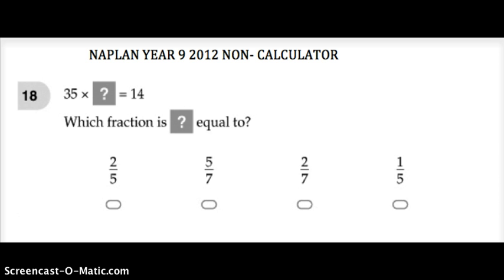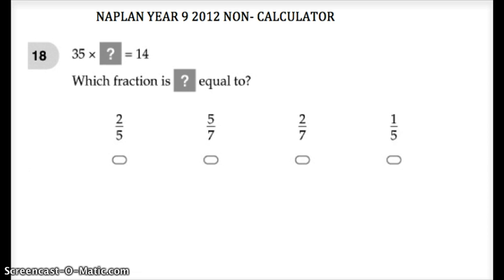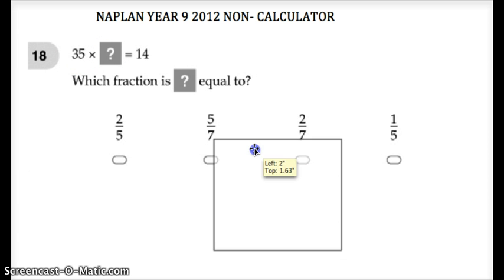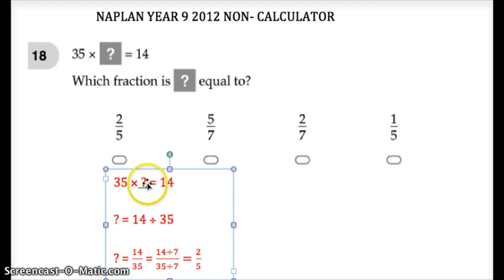Now the question is 35 times question mark equals 14. Which fraction is the question mark equal to? Pause the video and attempt the question. Now one way of doing this question, if 35 times something equals 14, then 14 divided by 35 will equal that question mark. So I've written here that the question mark is 14 divided by 35.